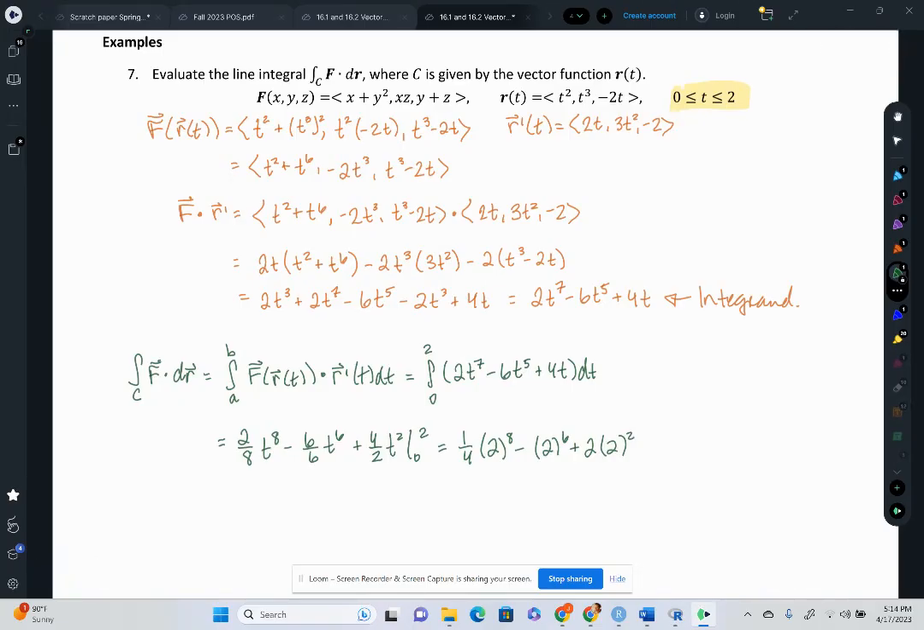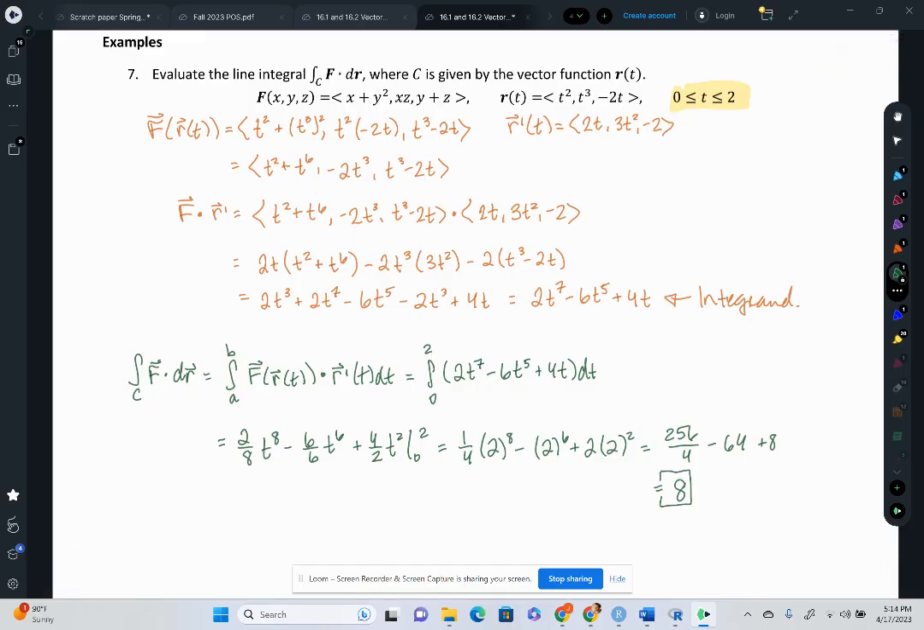And just checking my work, it looks like I have the same numbers I had when I worked it out originally. So this 2 to the 8th is going to be 256, and then we have over 4. Minus 2 to the 6th is 64, and 2 times 2 times 2 is going to be 8, and this all adds up to 8 for a final answer. So this is the value of the work.